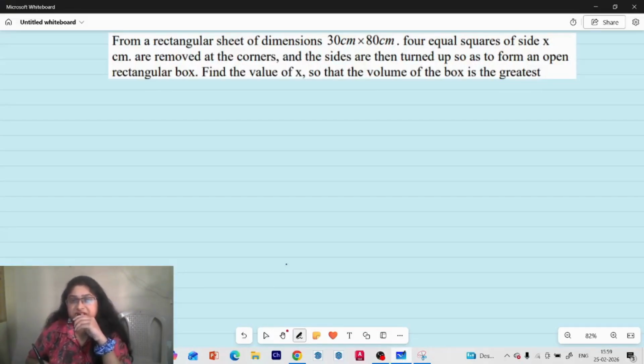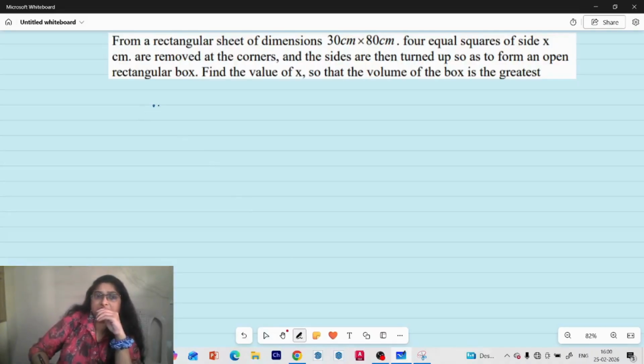From a rectangular sheet of dimensions 30 centimeters by 80 centimeters, 4 equal squares of side x centimeters are removed at the corners, and the sides are then turned up so as to form an open rectangular box. Find the value of x so that the volume of the box is the greatest.